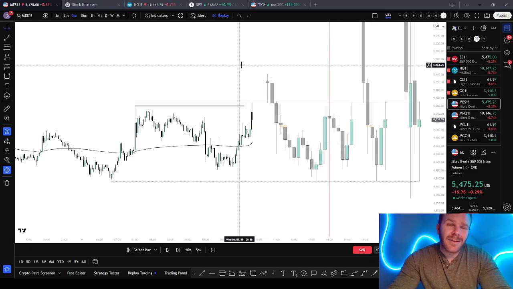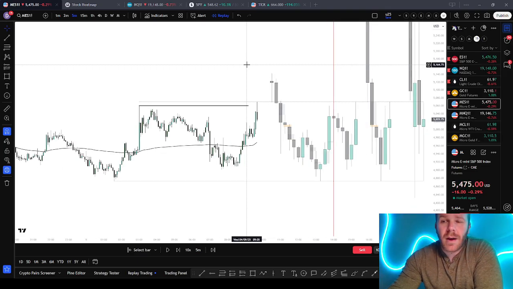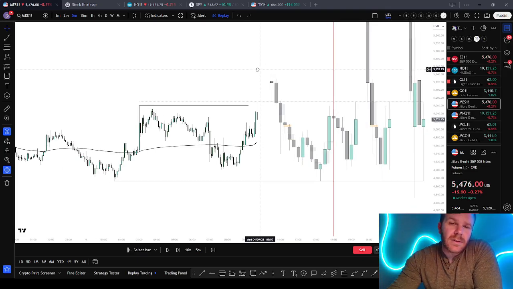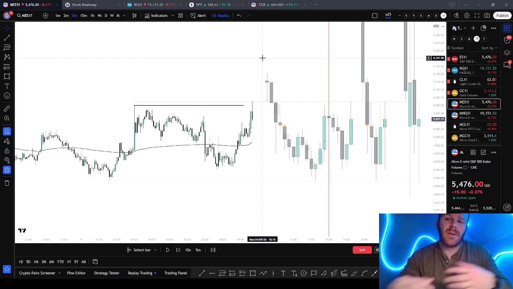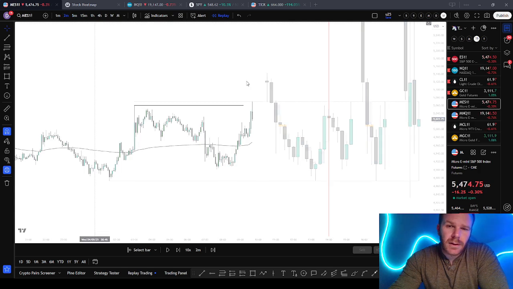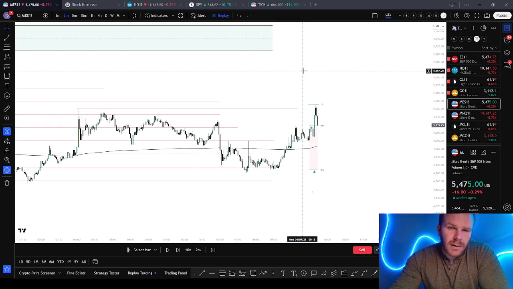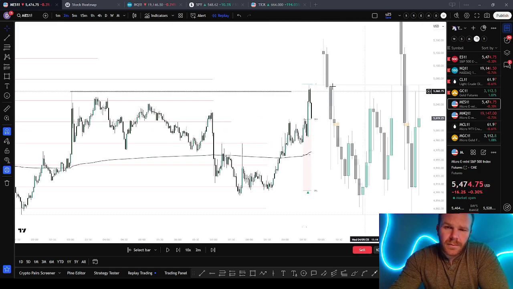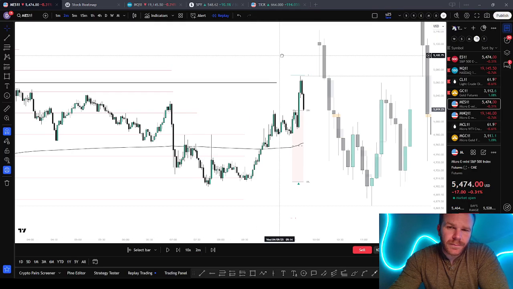Typically, I stay on the 5 minute, but I have been playing around with the 2 minute chart as of late, just to kind of get more accurate entries. So I'm going to drop down to the 2 minute here because we are at 9:40 at this point in time. Okay, so market opened.